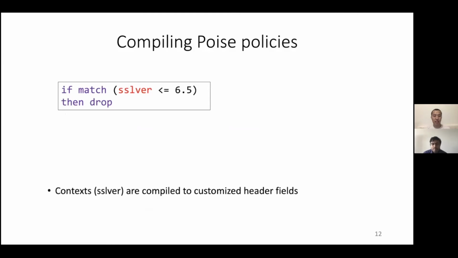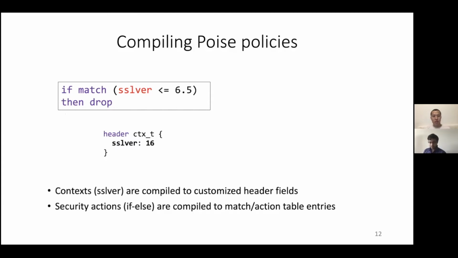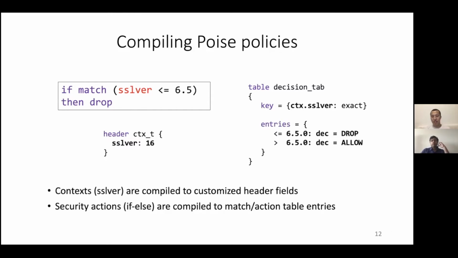Then we show how we compile, how we convert this policy to a piece of P4 language. First, we identify the context field, in this case, the SSL version, and we generate a P4 header definition. In this case, it's a 16-bit long customized header. Then we identify the security actions, which is the if-then-else, and generate a table. Basically, the table looks at the key, which is the version number, and it performs a match. If it is smaller than the threshold, then we make a decision, which is drop.